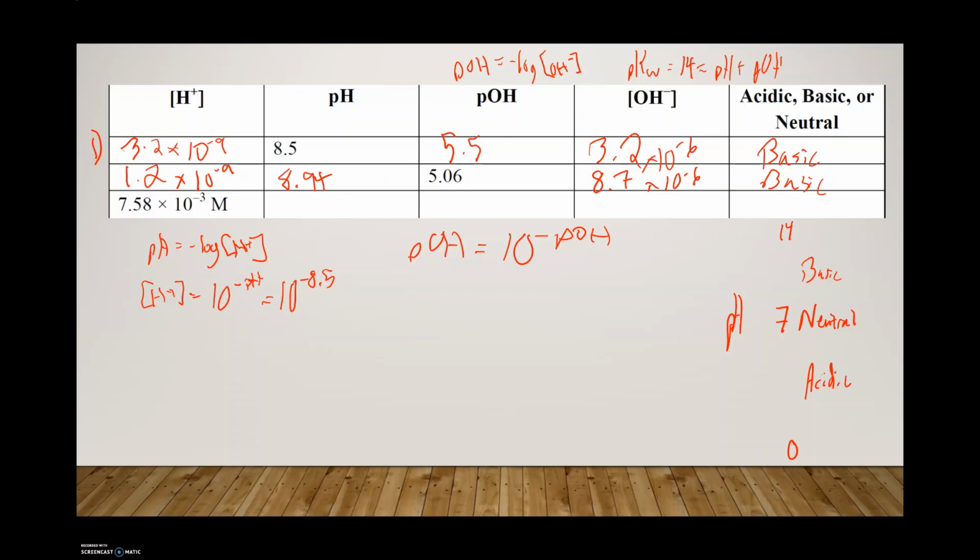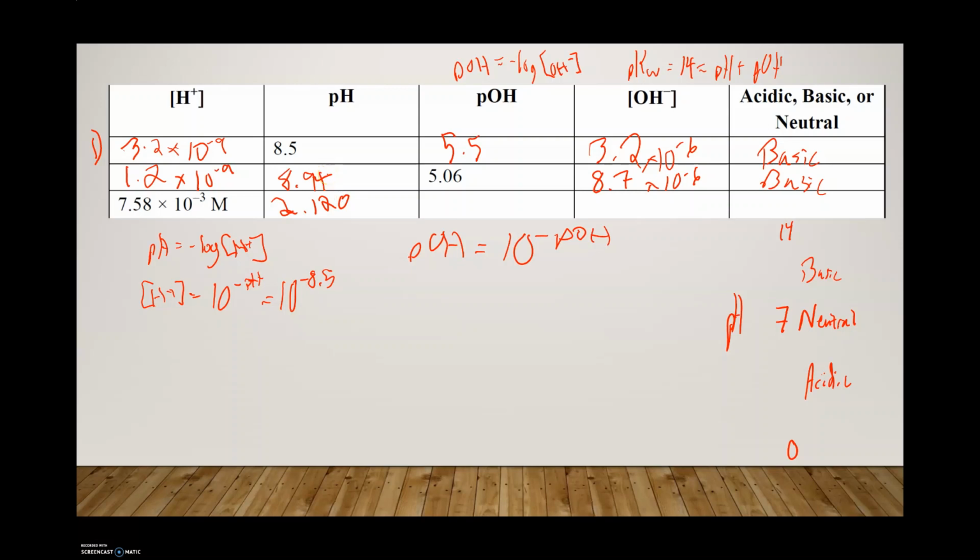Now the last one here, we're going to go ahead and calculate the pH. So we're just going to go left to right. The first thing to do is calculate the pH. So we're going to take the negative log of 7.58 times 10 to the negative 3, and we end up with 2.12. So now this is 3 sig figs. So I'm going to keep the sig figs here.